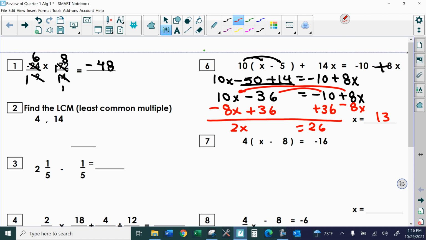Now, if I want to check, which I'm not going to do, but if I want to check it, I just take 13 and plug it into the x's in the original equation, and then it would be true.